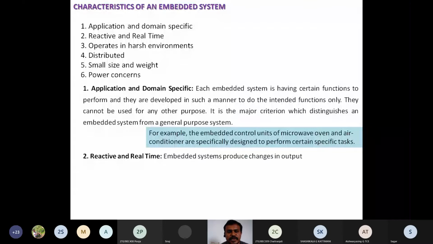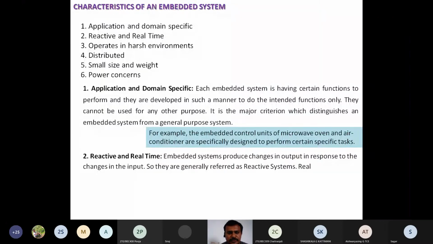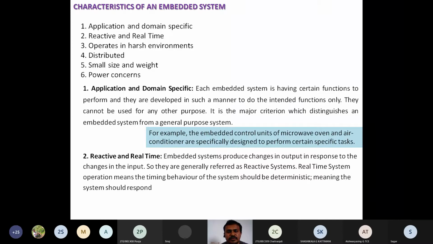Obviously, it must be a reactive one. For any change at the input, the output must change. It should react to the inputs, and it must react in a real-time fashion. That means an embedded system produces changes in output in response to changes in the input. That is called reactive, so they are generally referred to as reactive systems.